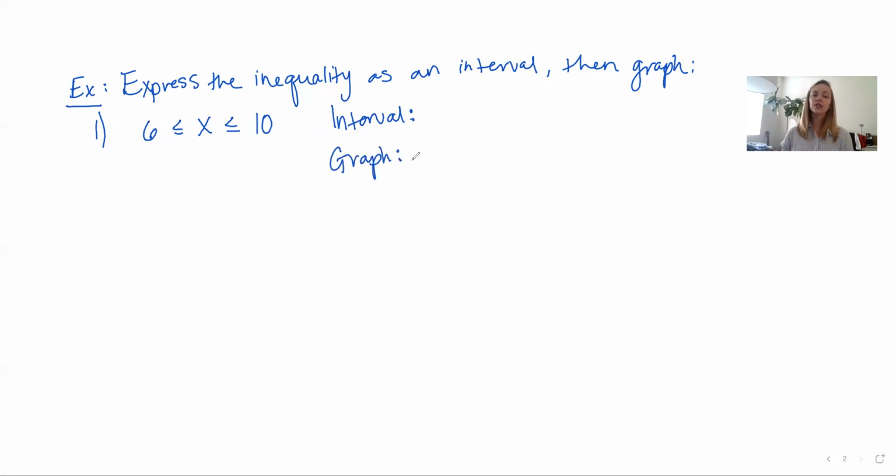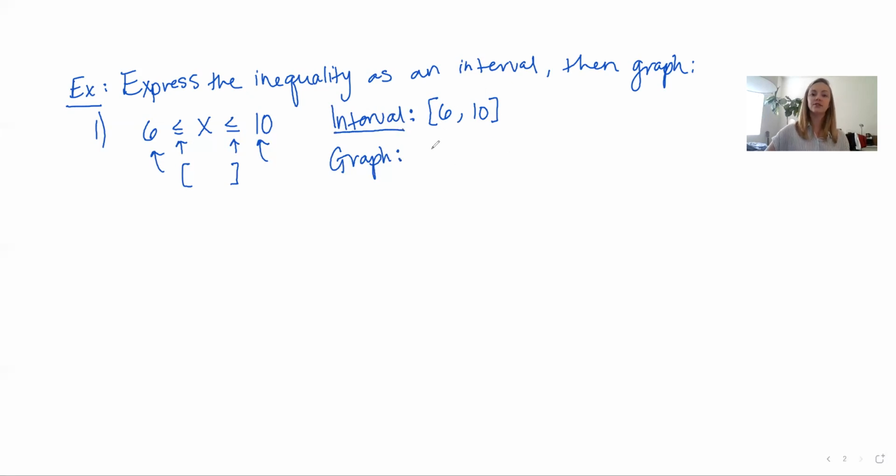All right, so for the interval notation, we're going to take a look at our two numbers. So we're given 6 and 10, and we want to pay attention to the symbols that are next to them. They're both less than or equal to, which means that we're going to be using brackets on both of them. So we're going to have bracket 6, comma 10, so just our two numbers, and brackets around both of those.